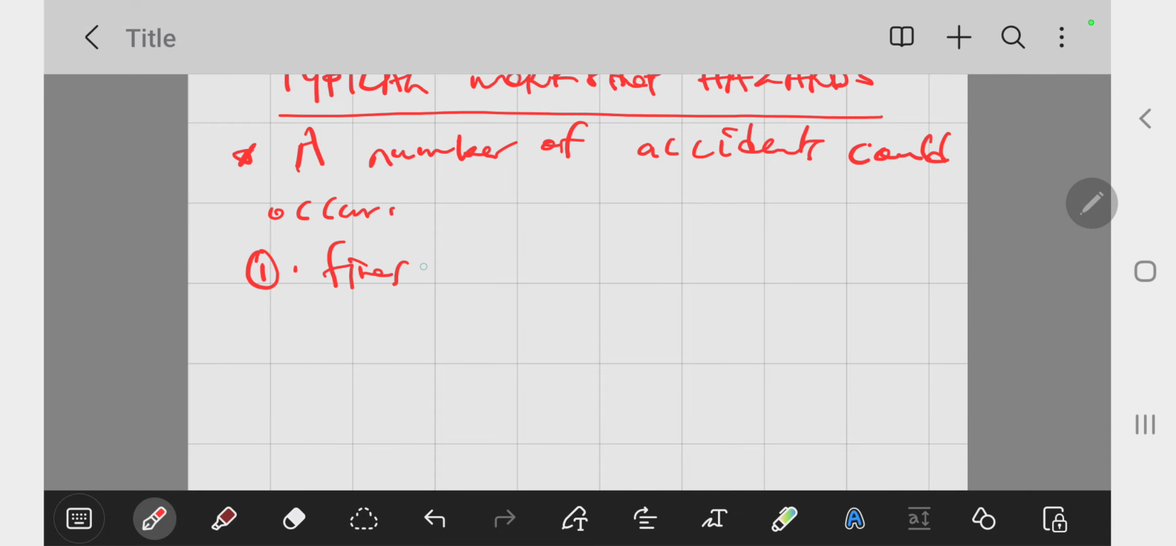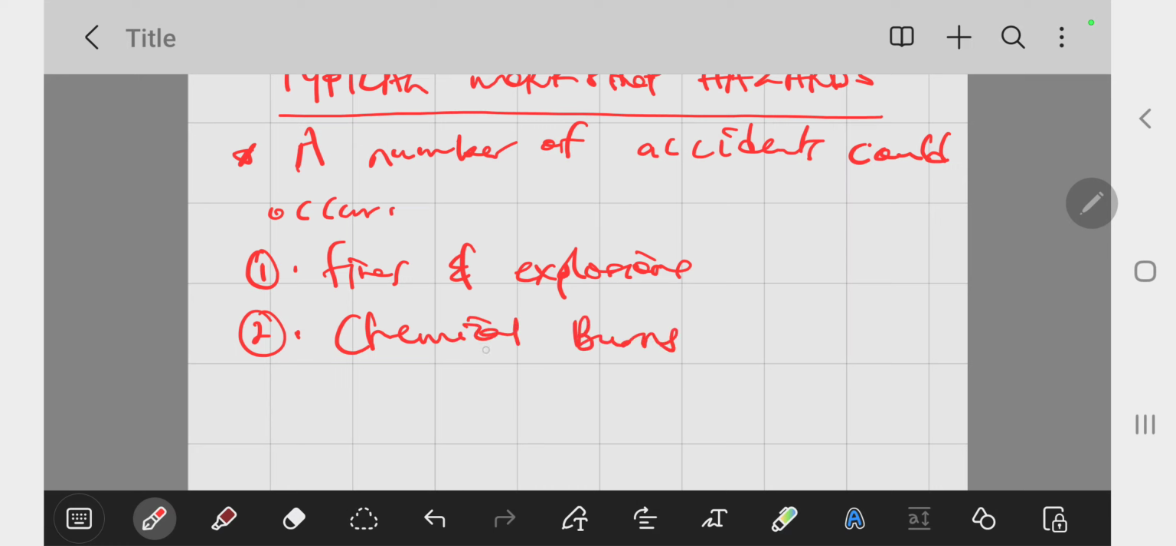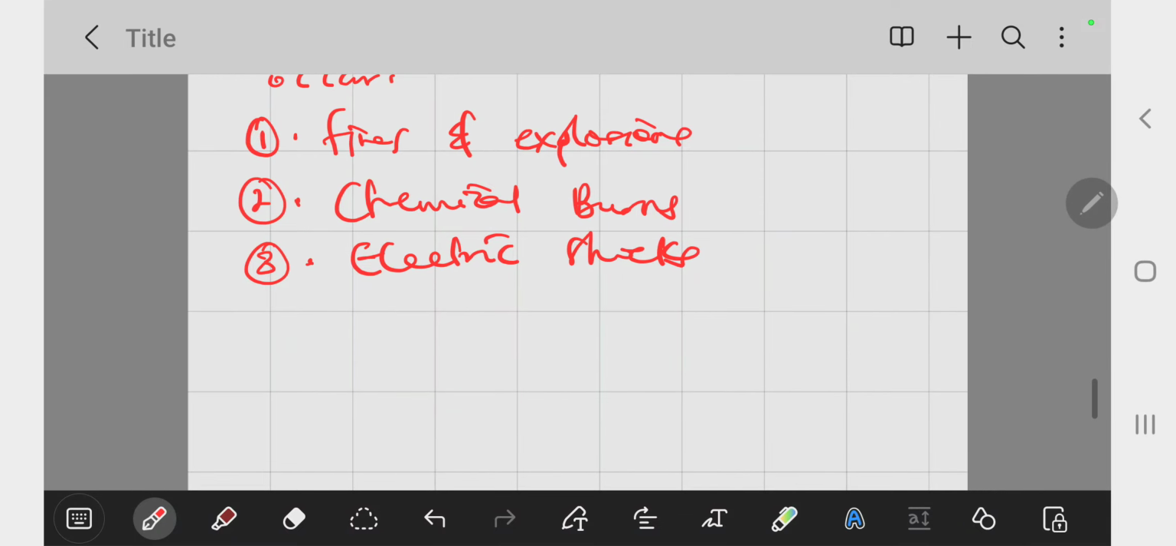So number 1, we can have fires and explosions. Then number 2, we can have chemical burns. Then number 3, we can have electric shocks. Then number 4, we can have physical injuries. Yeah, so basically these are some of the most common accidents which can occur in a mechanical workshop.